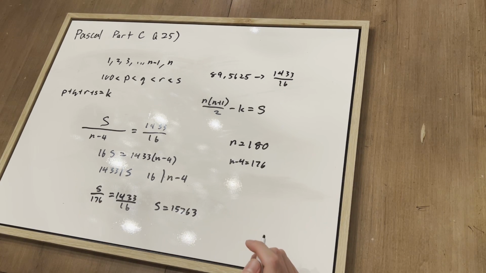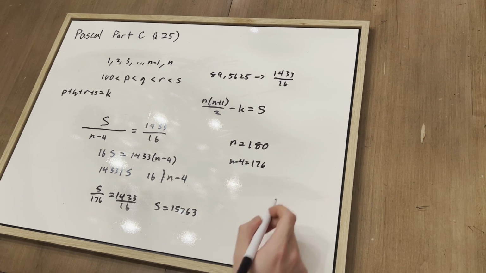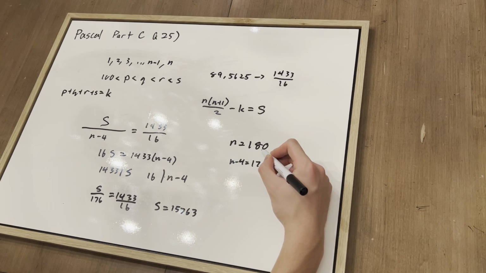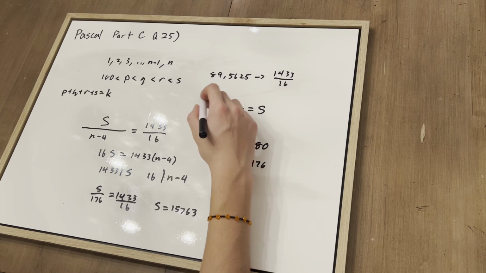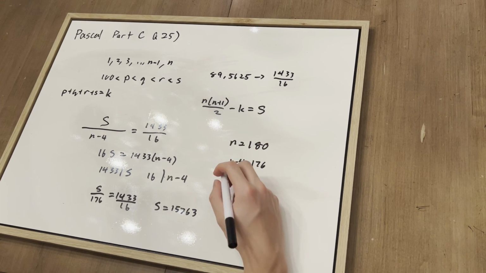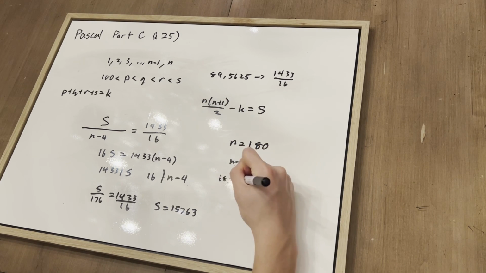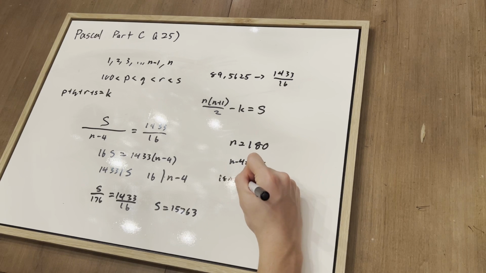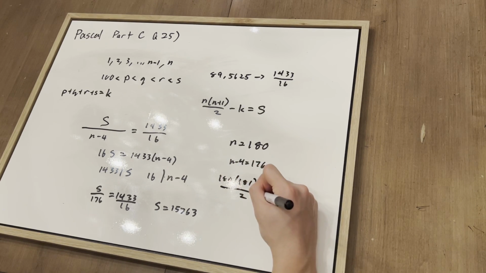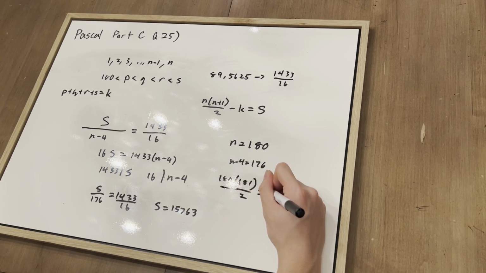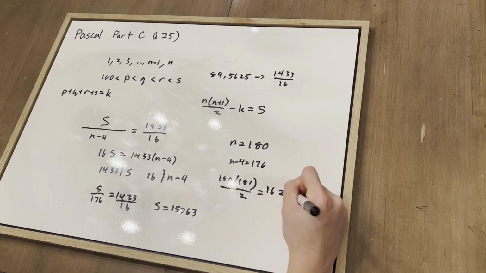So then what we can do is to actually find what the original sum turns out to be. How we do that is to plug this n equals 180 into the original sum, n times n plus 1 over 2. So we just take 180 times 180 plus 1, or 181, and divide by 2. And from here, what we get is 16,290.